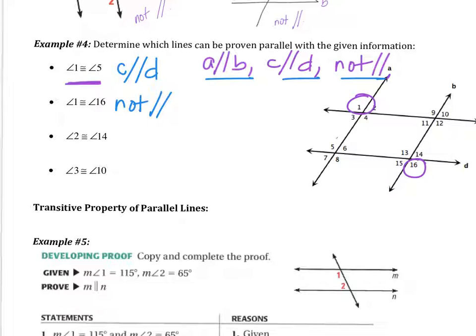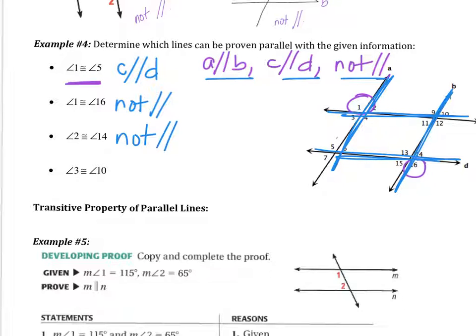Okay? Does that help? Do you think you can do the last two now? All right, try the last two. Make sure that we understand for the next one that angle 2 touches these two lines, angle 14 touches these two lines. They have nothing in common, so again, not parallel. There's nothing that we can show that are parallel.